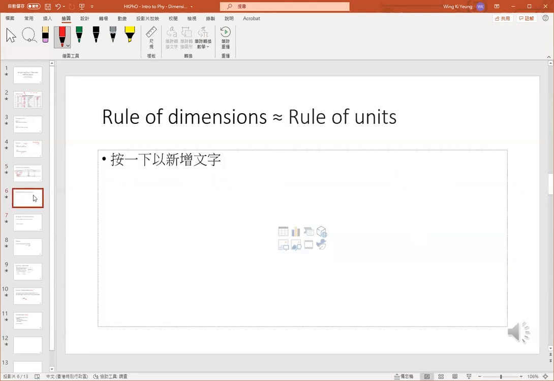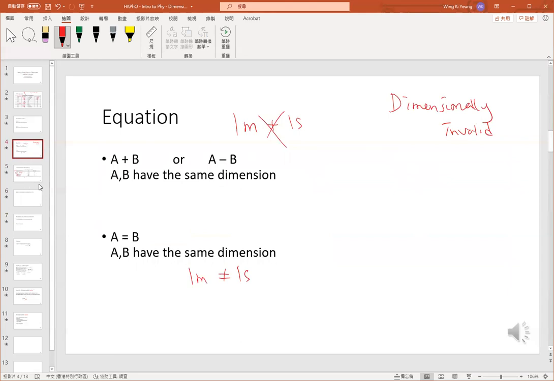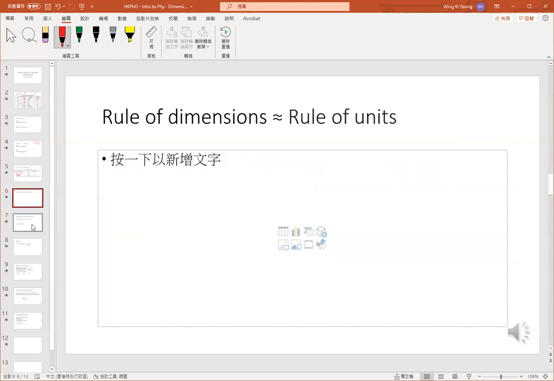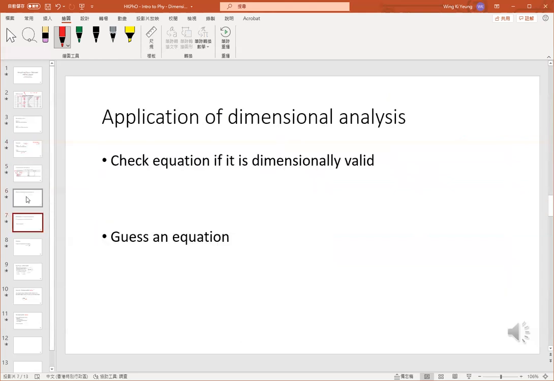The rules of dimension we've talked about already, so we don't need to talk about this one. The application of dimensional analysis has 2 uses. You can check whether an equation is dimensionally valid, and this can also help you to check your answer.